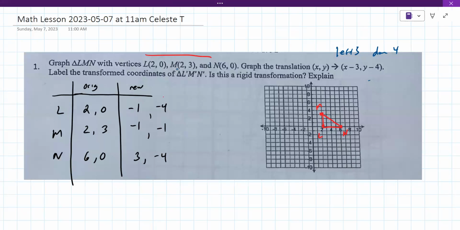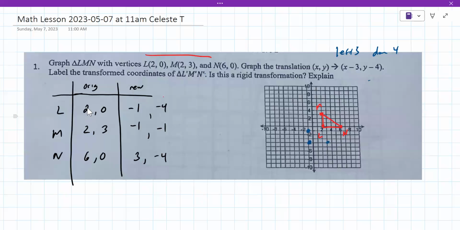I feel like it's better to do it all together rather than to try and do the transformations at the same time. And then you're just going to graph it here: -1, -4, -1, -1, and 3. Where did you get the minus? I get the -4 from y minus 4, but where did you get the -1 from? You're subtracting 3 from the 2. All of the x values get subtracted by 3. Okay, yes. And then you do that for all of them.